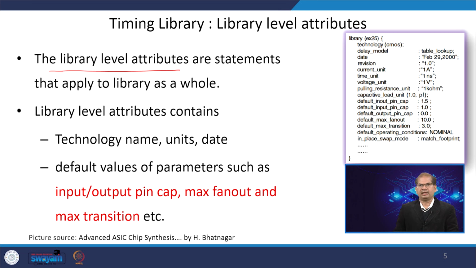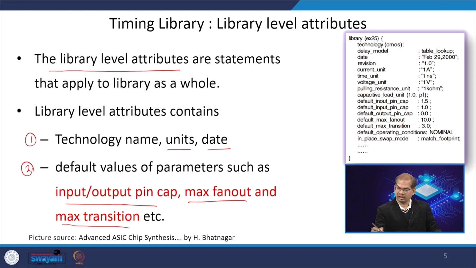What are the things the library level attributes contain? The first one is the technology name, units and date, and the second is the default values of parameters such as input and output pin capacitance, max fan out, max transition time, etc. Here you have a CMOS process as the technology name. Then the delay model type is table underscore lookup, so a table lookup model is used here. Then the date when it was created and a revision when it was updated.